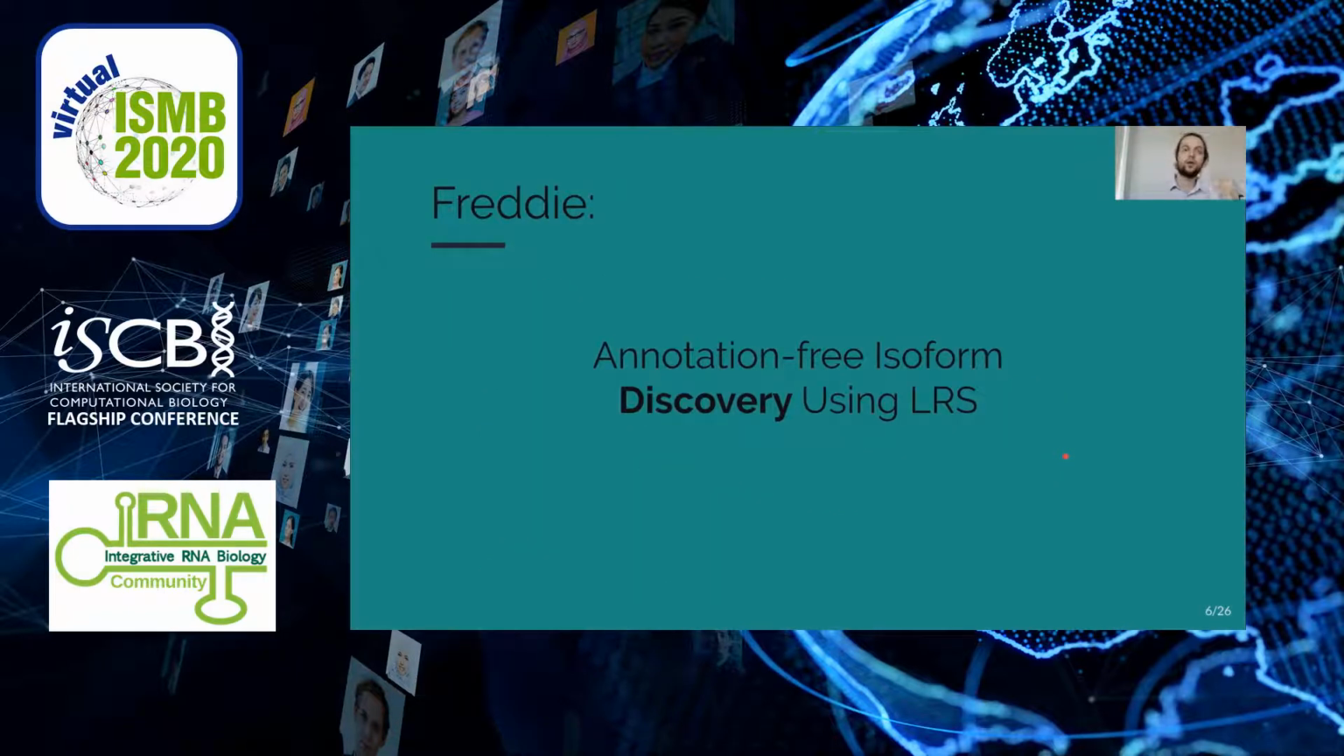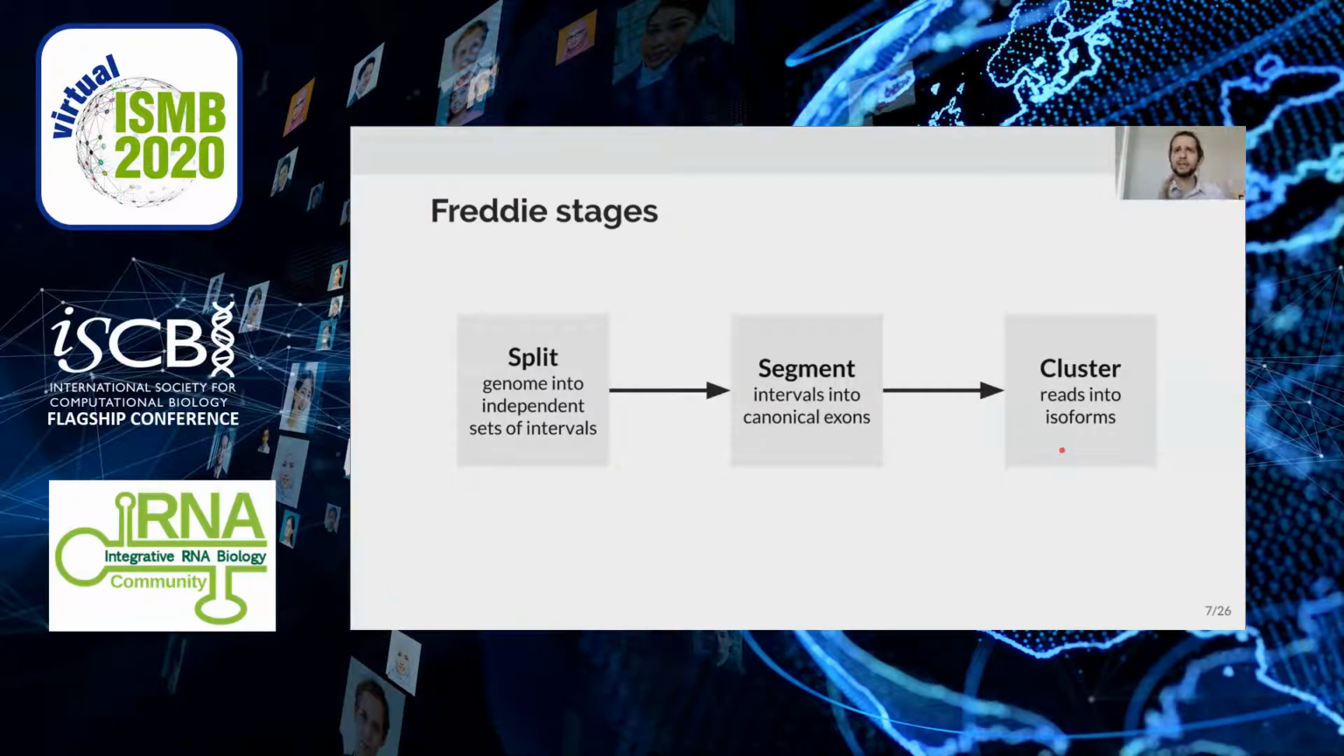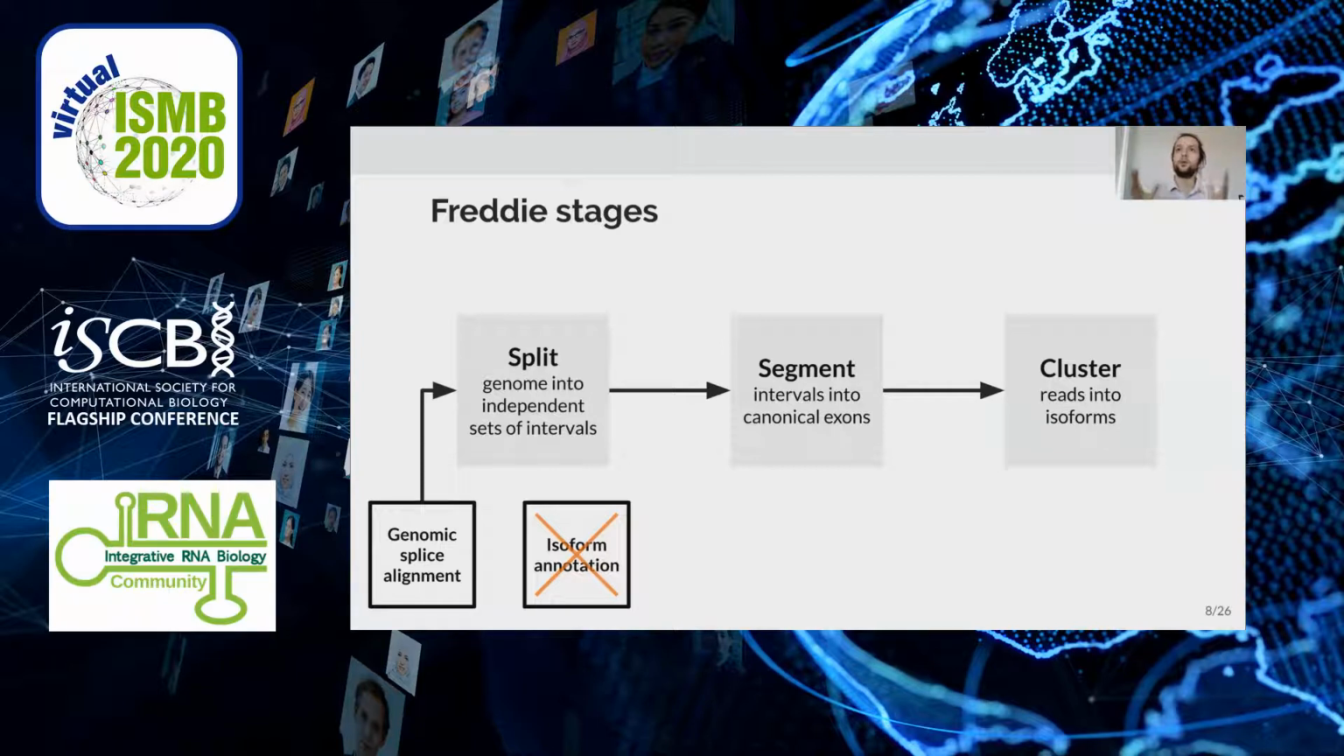So Freddie, our method here, is an annotation-free isoform discovery tool using long-read sequencing. Freddie has three main stages: split, segment, and cluster. I'm going to get into the details of these different stages. But first, the input to the whole tool is genomic splice alignments. And just to point out, at no stage in Freddie do we require isoform annotations as input. And I think this is a true strength of our computational tool.